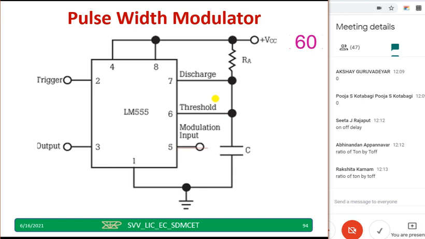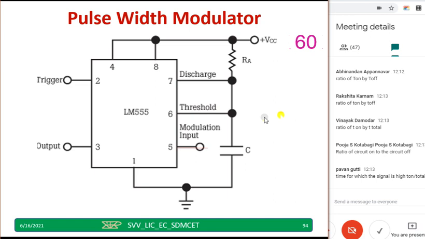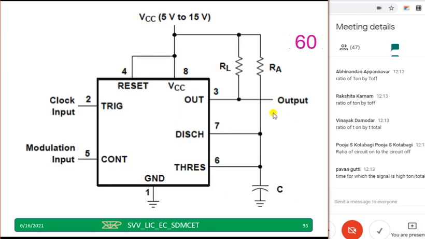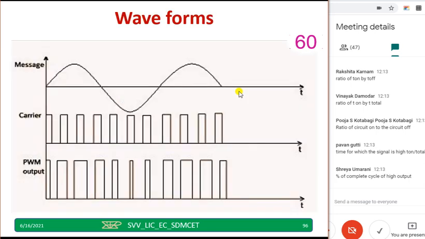A pulse width modulator. We will not discuss the application in detail. Simply observe this. At pin number 5, I am applying some voltage. When I apply this, the 2/3 level will change automatically. My outputs will also change. Okay, very good. Many students are typing the ratio of on and off. It is the same circuit I am showing you, and this is the waveform. When I give a voltage at pin number 5 like this, automatically my timing will change. That is what we can observe.